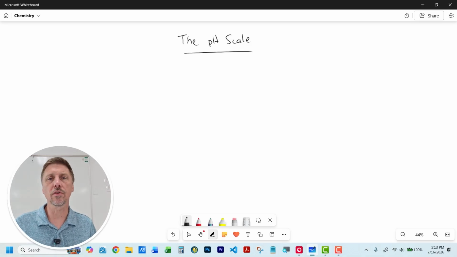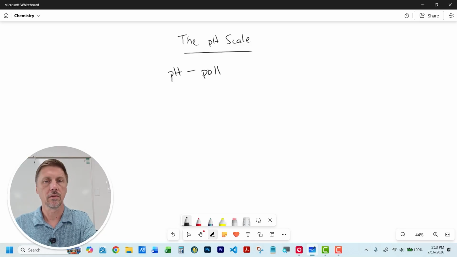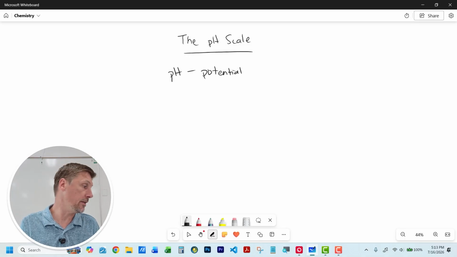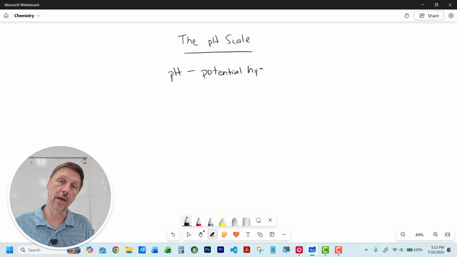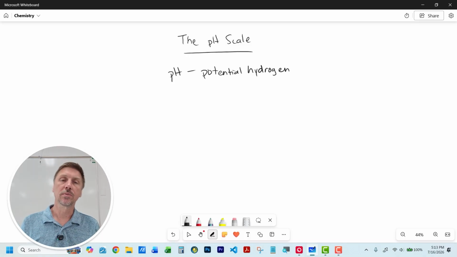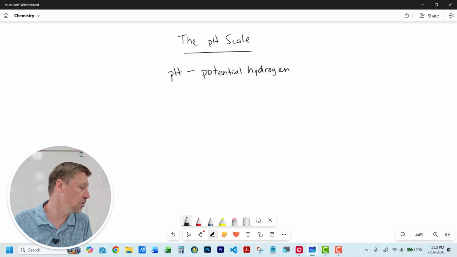And so the reason it's called the pH scale is that pH stands for potential hydrogen. And that should now make sense to us because we understand that acid-base reactions have to do with the donation of hydrogen, right? A hydrogen ion. Specifically, the pH scale is a measure of the presence of the hydronium ion.